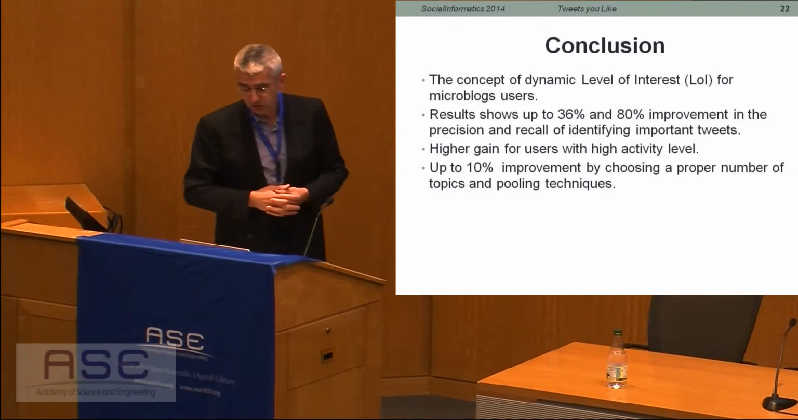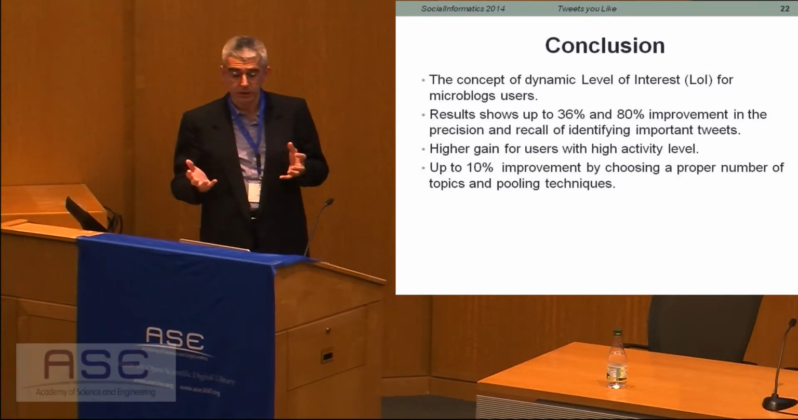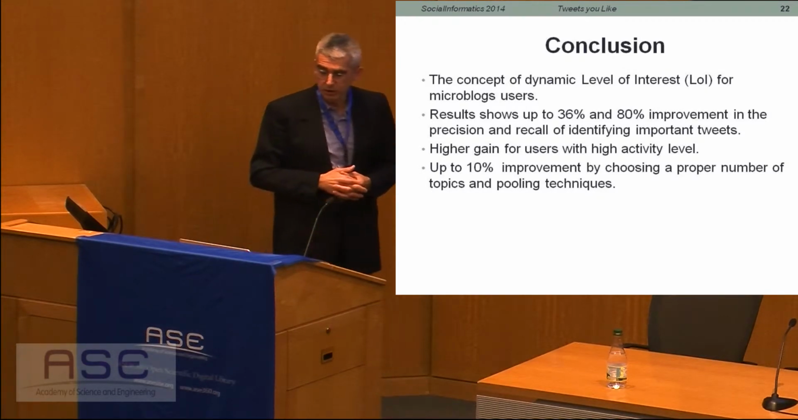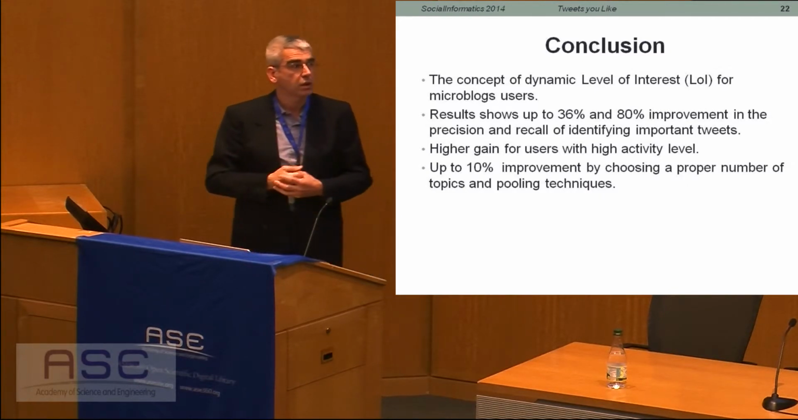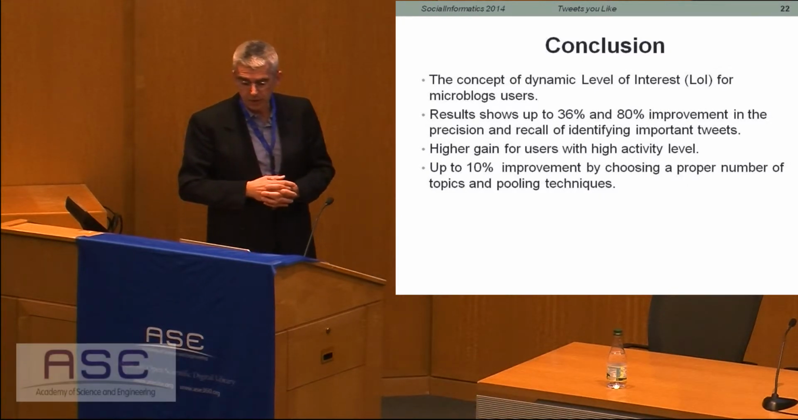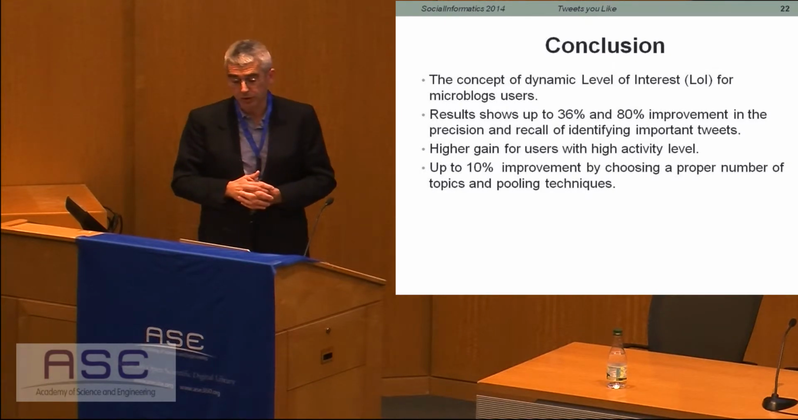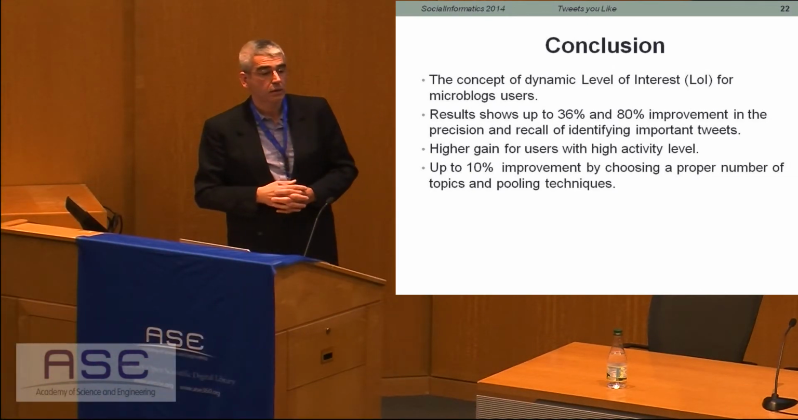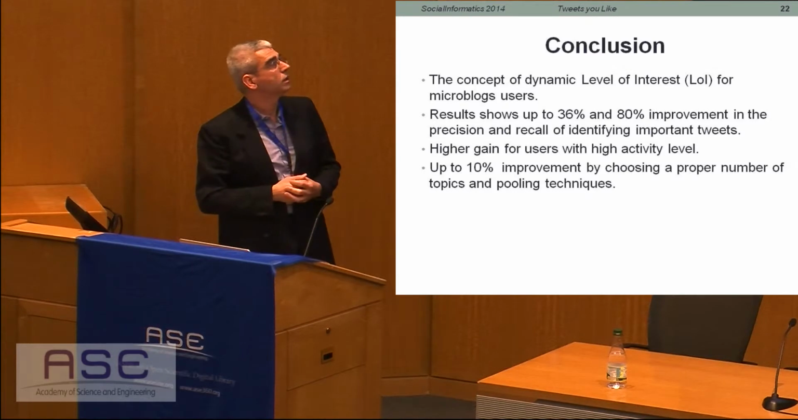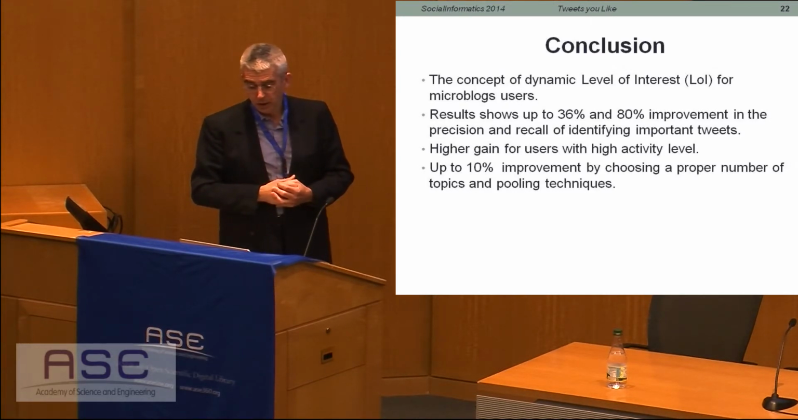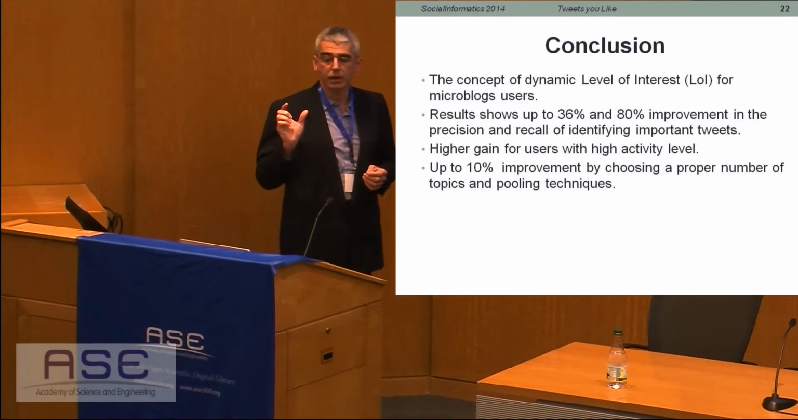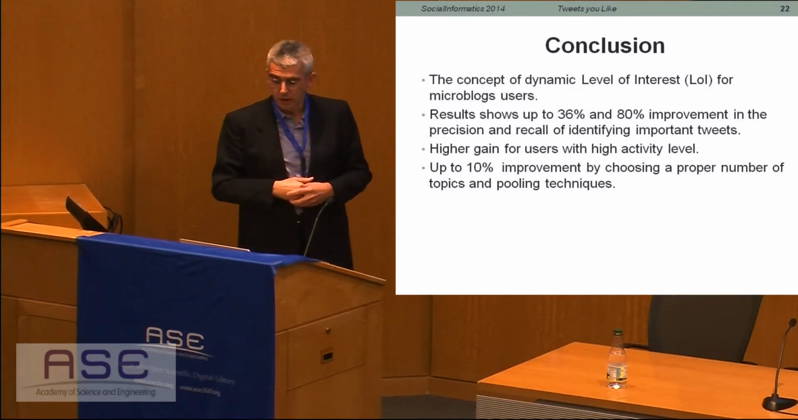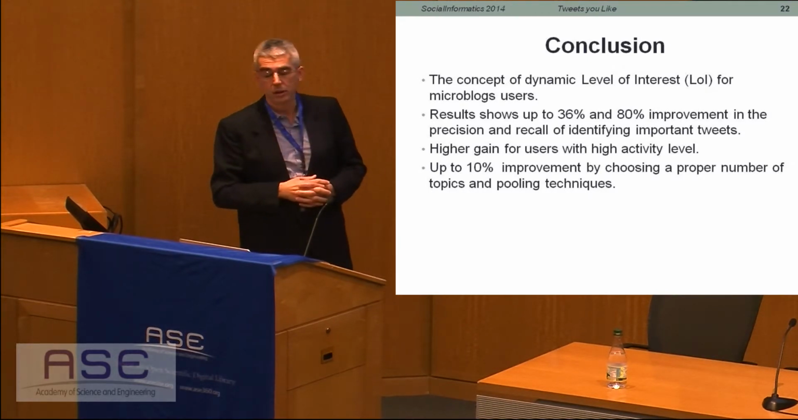And finally, in conclusion, this work presents, again, ongoing research on how to develop personalized dynamic recommender systems. Results show that, again, not on average, but in the best case scenario, we can have up to 36 and 80% improvements in terms of precision and recall, respectively. It works better for the user with higher activity level, which is precisely the user that needs such a recommender system. And finally, we can provide some additional improvement if we carefully select the number of topics, overall, let's say, the possible number of topics that we can get given the user history.